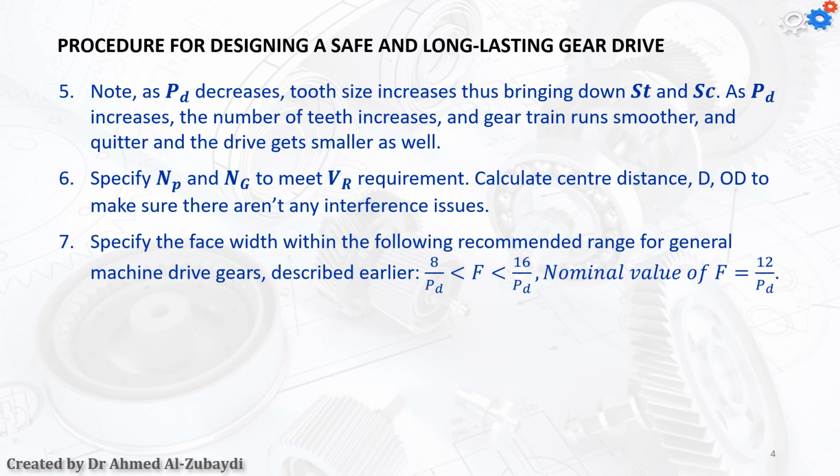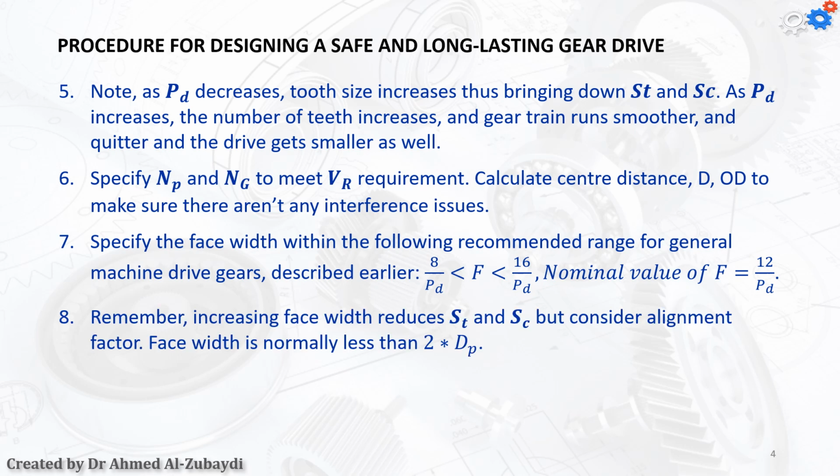Step number 7, specify the face width within the following recommended range for general machine drive gears. As described earlier, the face width should be more than 8 divided by the PD and less than 16 divided by the PD. Usually the nominal value is going to be the average, or the midpoint, which is 12 divided by the PD. You can choose 12 divided by the PD, and then you can modify this figure as you do your second iteration if required.